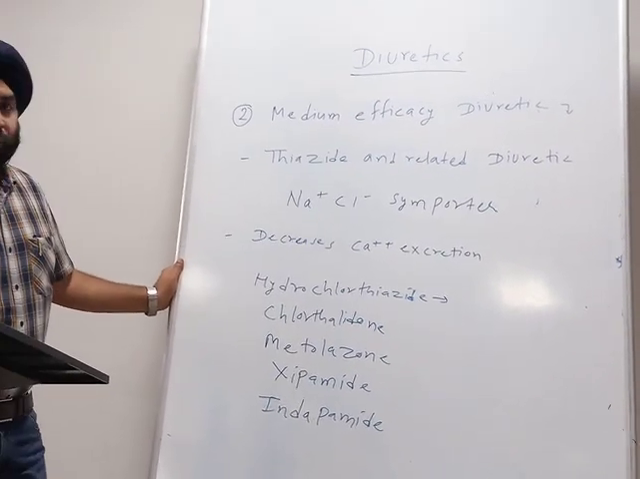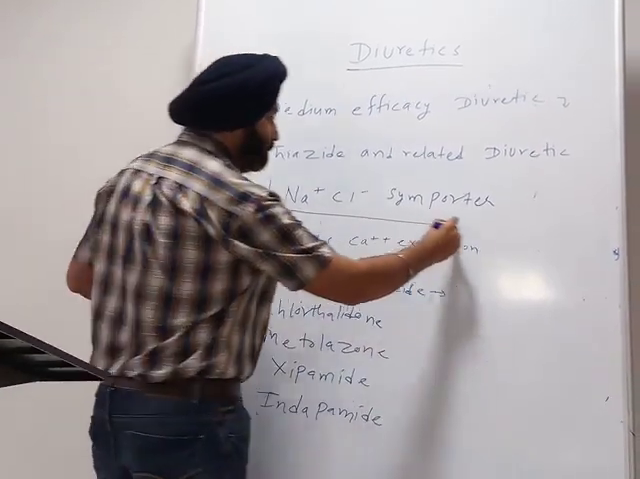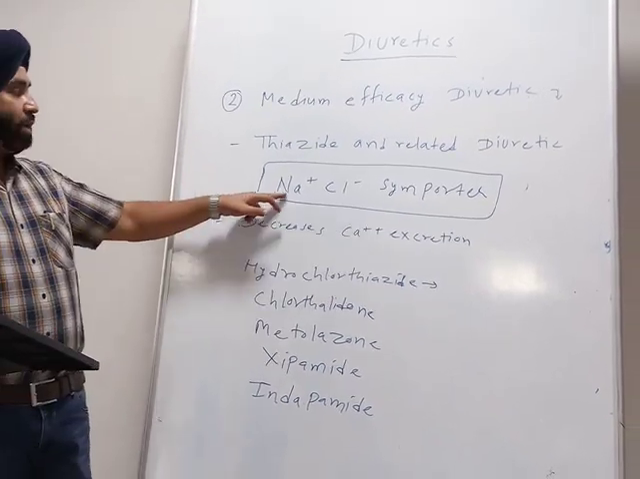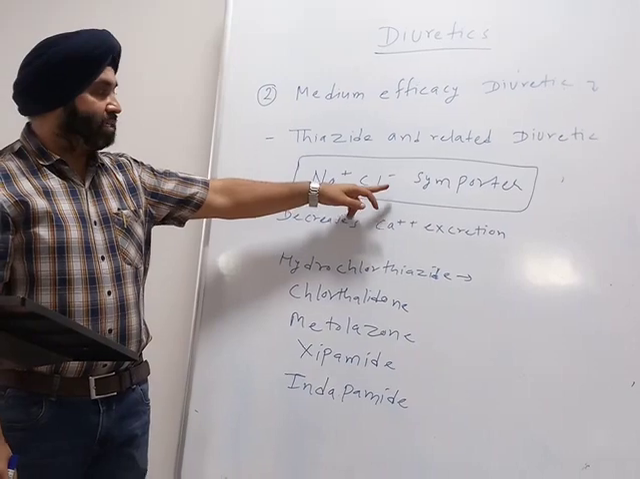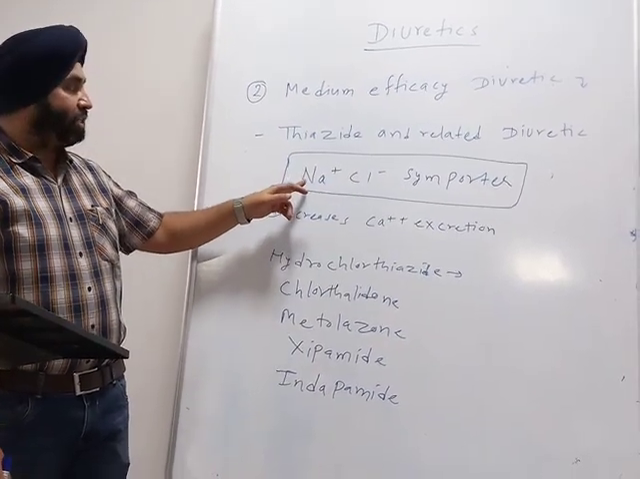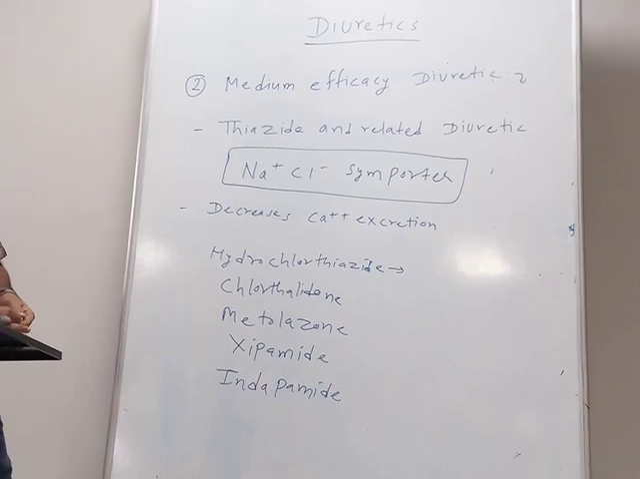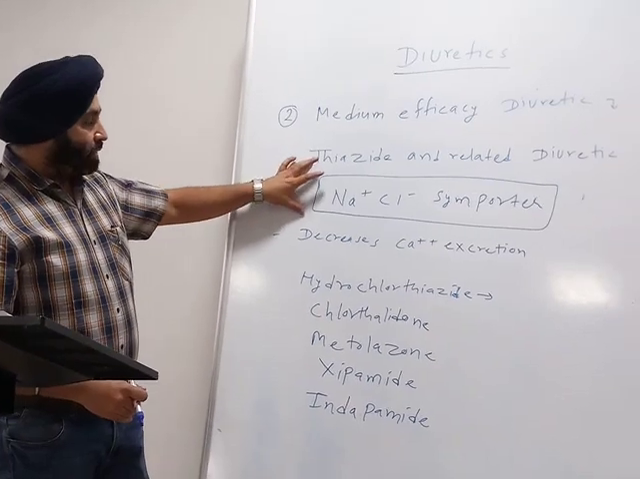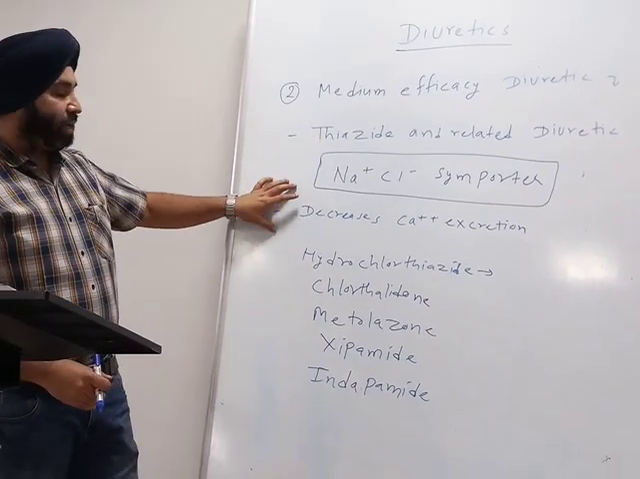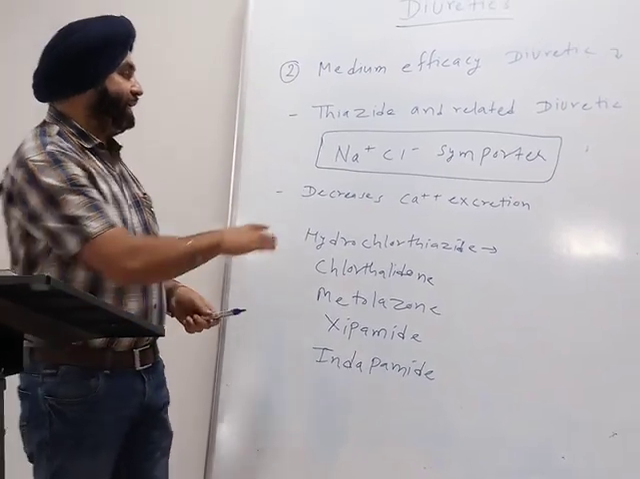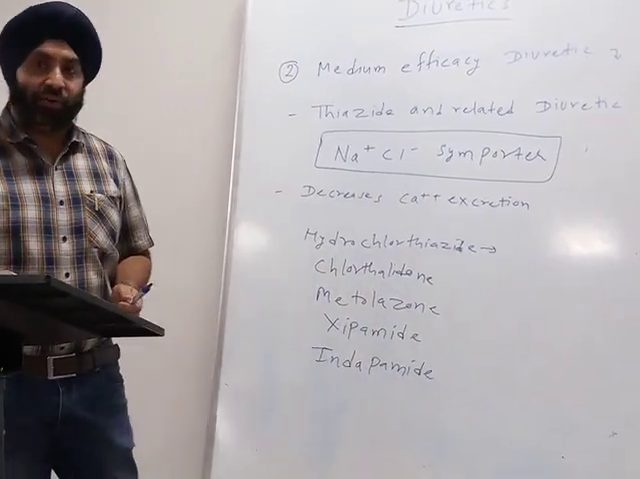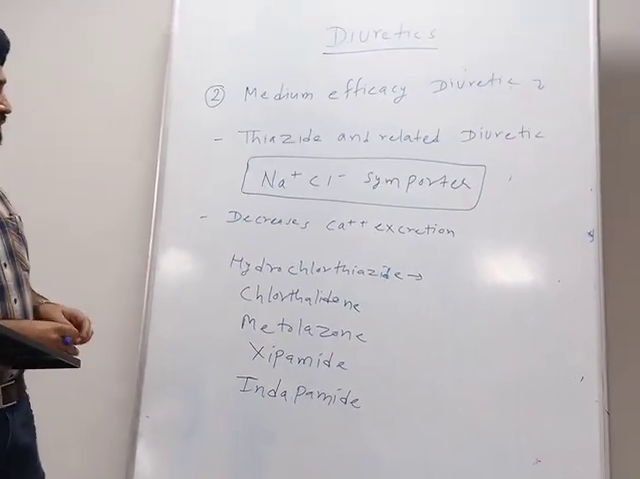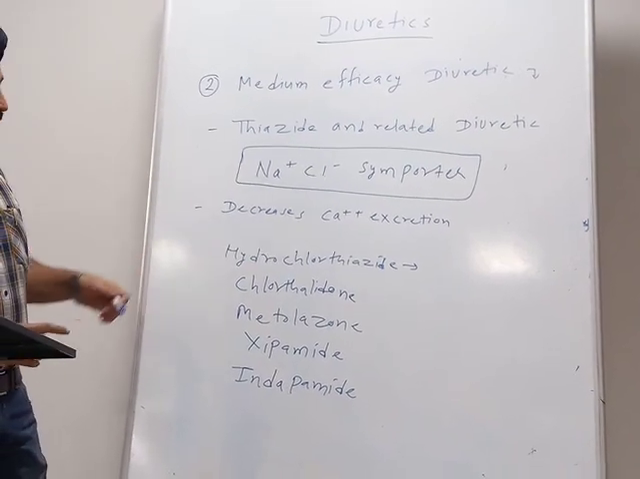The mechanism of action, we have discussed: in the thick ascending loop, in the cortical portion, there is a sodium chloride symporter. They inhibit this symporter and increase the excretion of sodium and chloride in the urine, and with this the water excretion is also increased. Other than this, in contrast to high efficacy diuretics, they decrease the calcium excretion. High efficacy diuretics increase the calcium excretion and they decrease it. Other things are almost similar, so they are the medium efficacy.